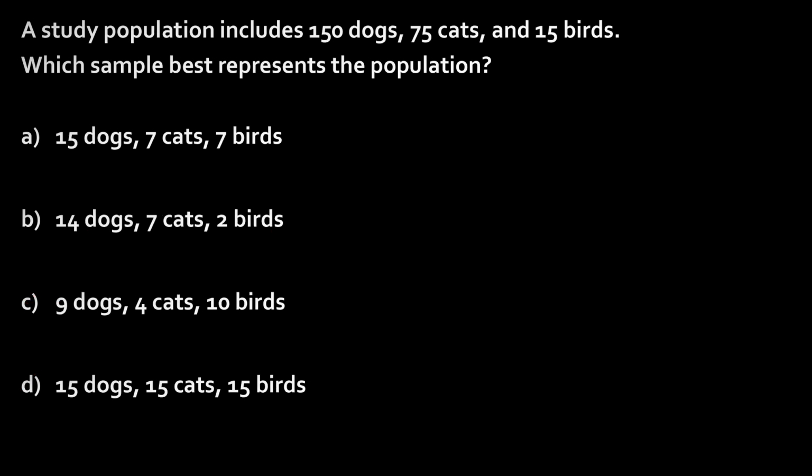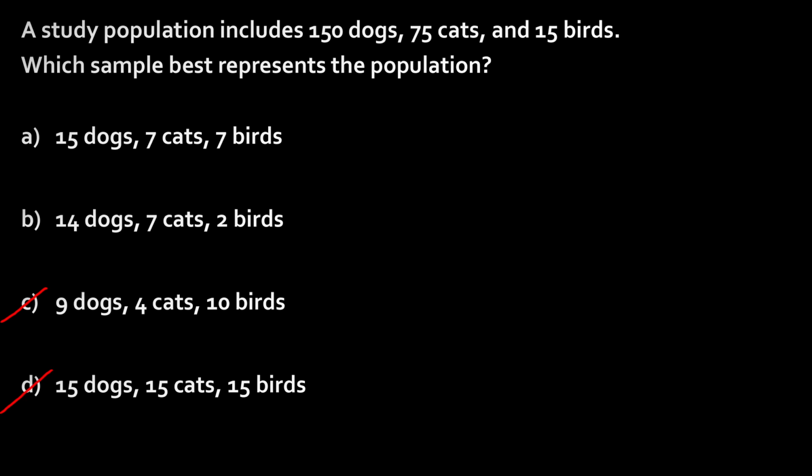Oh, one more. Sorry, I thought that was our last one. And in this one, we have 150 dogs, 75 cats, and 15 birds. So again, birds is the smallest, so I want to pick an answer that has birds being the smallest, which means that C and D are out right away.